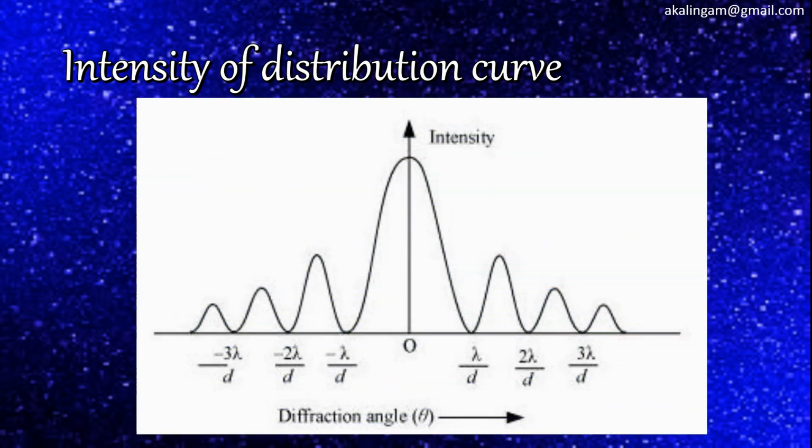Next, we are going to see the intensity distribution curve, where the intensity is largest when the path difference is equal to 0, and it gives the central maxima. Then lambda by 2, 2 lambda by d, 3 lambda by d give the subsidiary secondary minima and maxima, where the light decreases and gives the dark and bright bands. This is called the intensity distribution curve.